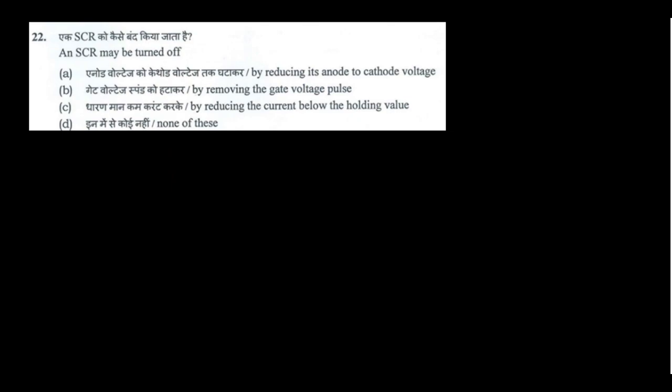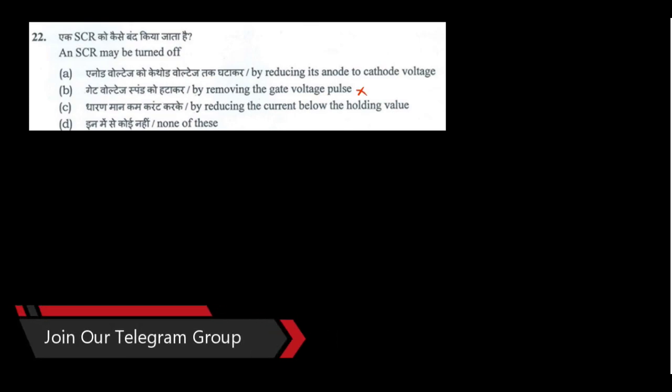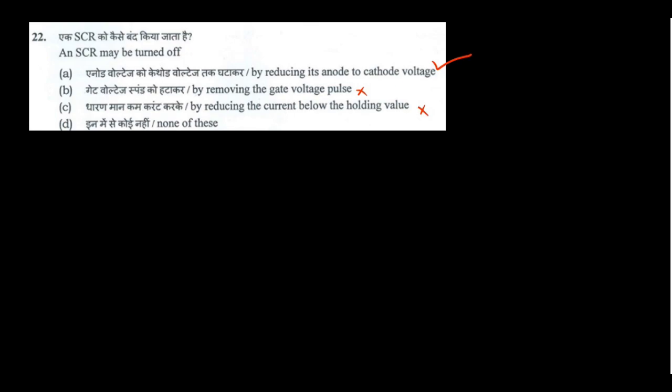And an SCR may be turned off. How can it be turned off? If you remove the gate pulse from the SCR, it doesn't go off. Reducing the current also doesn't help. The answer is by reducing its anode to cathode voltage.